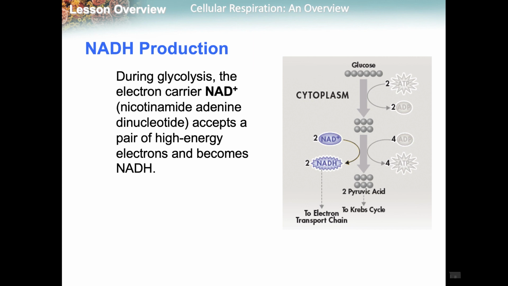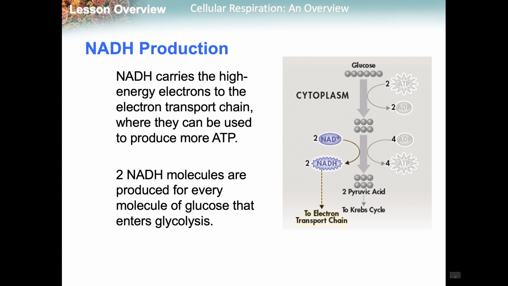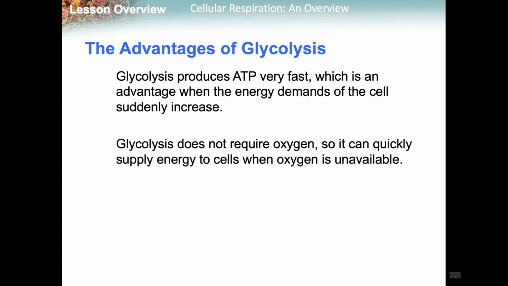NAD plus is an electron carrier, and it's going to take a pair of hydrogen and high energy electrons, and it's going to become NADH, and that's going to go to the ETC. Glycolysis happens really fast because it's anaerobic, so it's going to make energy. When the energy demands of the cell suddenly increase, it's going to happen very quickly.